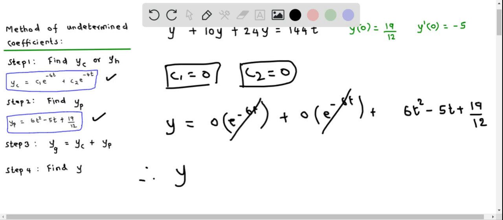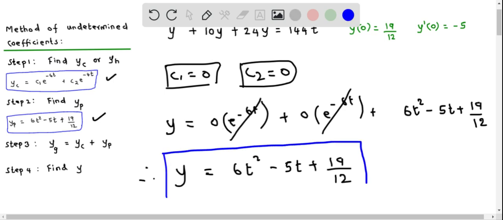So therefore, we see that the final solution of this initial value problem is y equals 6t squared minus 5t plus 19 over 12. This is the final solution. This is t squared, let me write it down a little more clearly. This is 6t squared.